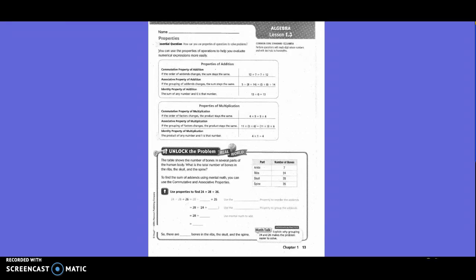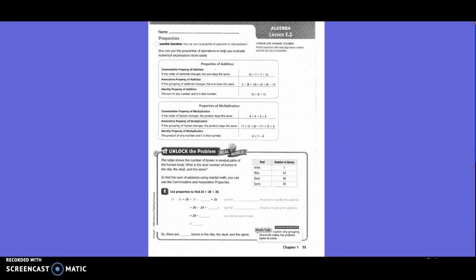Properties of multiplication. Commutative property of multiplication. If the order of factors changes, the product stays the same. So it doesn't matter if you have 4 times 9 or 9 times 4, you're still going to get the same answer of 36, right? Associative property of multiplication. If the grouping of factors changes, the product stays the same. So once again, it doesn't matter where your parentheses are. And if you have parentheses, you always do those equations first, right?